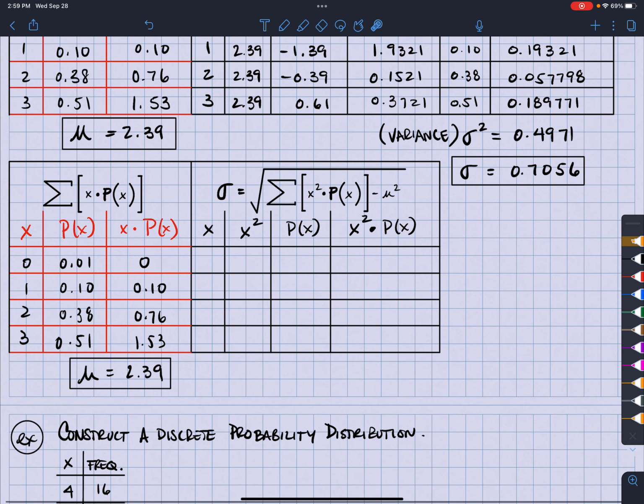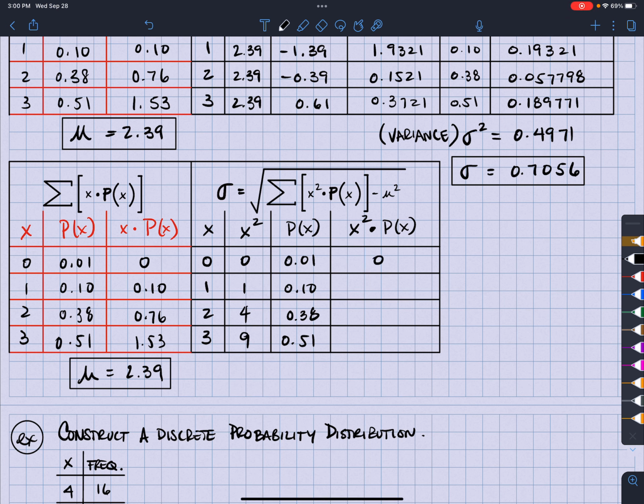So first thing I asked for is x, which I already know. That was part of the given. So let's square this. So I got 0, 1 squared, 2 squared, and 3 squared. P of x I was also given, which is 0.01, 0.10, 0.38, and 0.51. So now I got to multiply those two things together. Is that right? Okay. So 0 times 0.01 is 0.